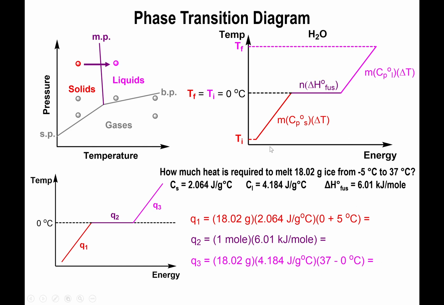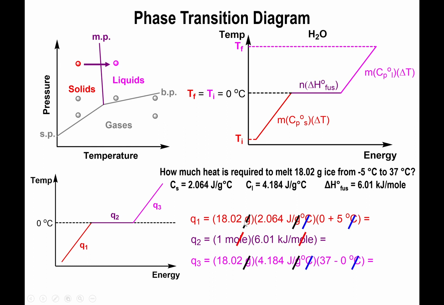And for Q2, the flat region, the enthalpy of fusion is 6.01 kilojoules per mole. What you have to do is convert the 18.02 grams of water to moles. In order to do that, you use the molar mass. Here I just so happen to use the mass of water that gives me 1 mole, but in other problems the number of moles will change, so be cautious with that. Don't assume that this is 1 mole automatically.